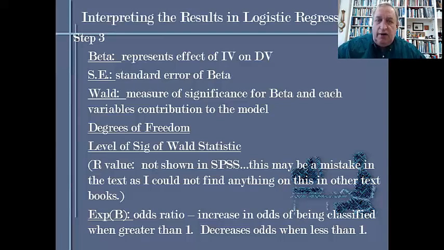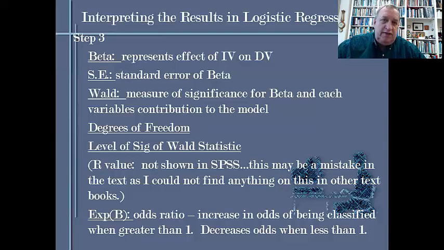And then finally we get another new variable, and that's the exponent of B, or phi, and this is the odds ratio. And this is the odds of this ratio happening in the percentage of classification. If we increase the odds of being classified, then we have a number greater than 1. So if this number you see is greater than 1, that means the odds of being classified correctly are going up. If it decreases the odds, when we're not having as good a chance of the outcome being predicted, then this number will be less than 1.